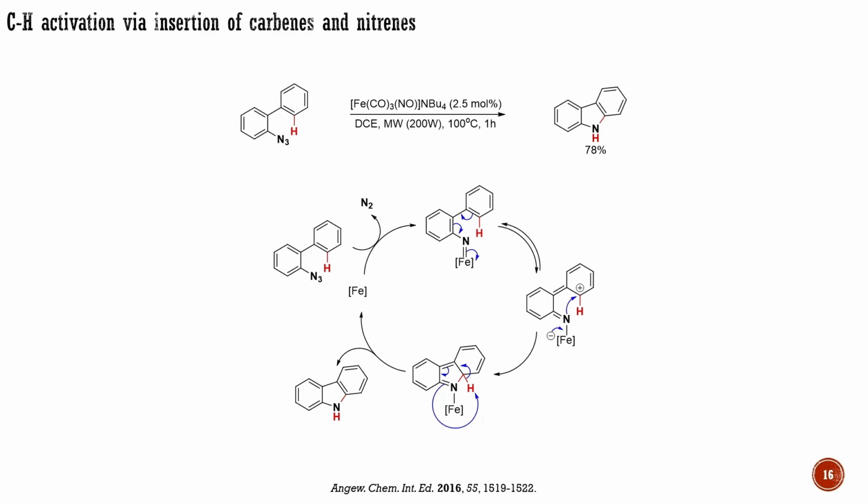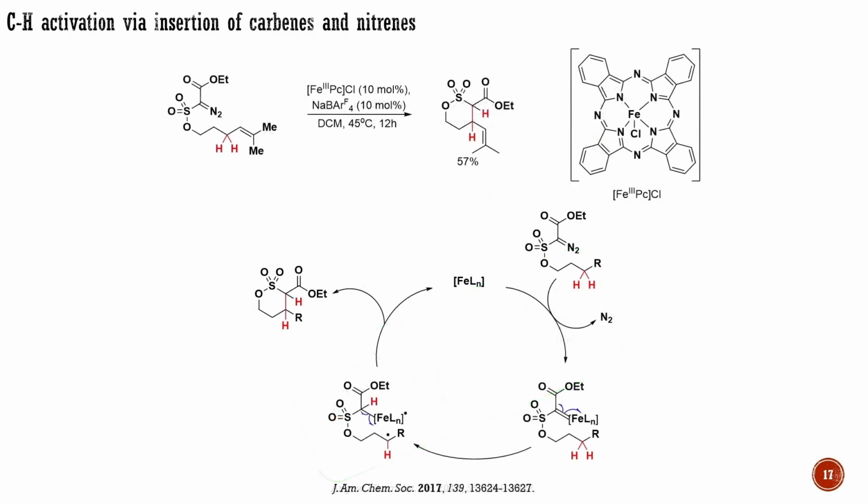The reaction was conducted under microwave irradiation, typical for diazidization reactions. In the first stage of the process, the substrate loses nitrogen and forms an iron-nitrene complex. It is proposed that the formed complex undergoes several electron shifts, as shown here, forming the carbazole and the active form of the catalyst. The next example is an iron-catalyzed intramolecular allylic alkylation with diazo compounds.